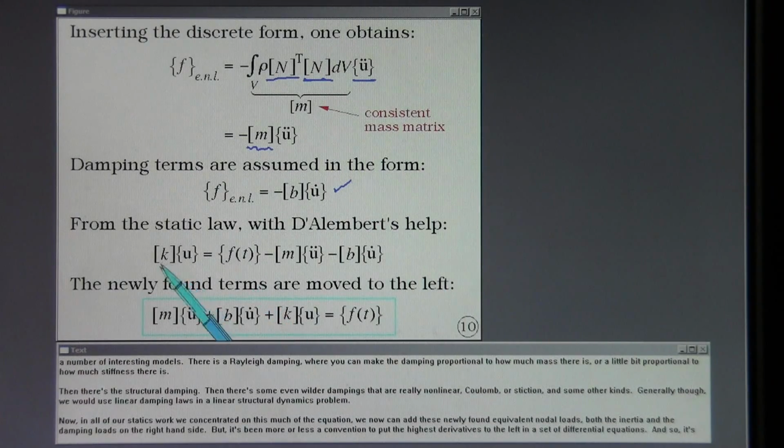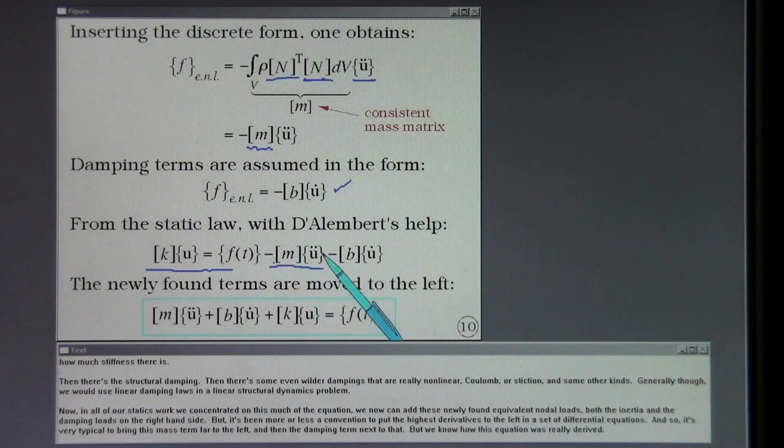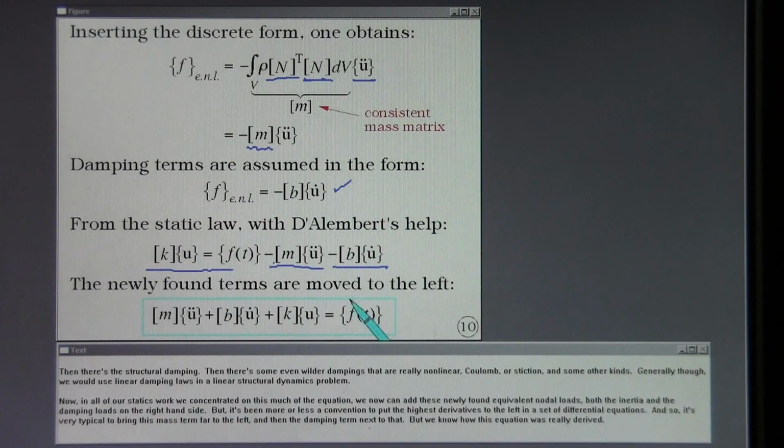Now, in all of our statics work, we concentrated on this much of the equation. We now can add these newly found equivalent nodal loads, both the inertia and the damping loads, on the right-hand side. But it's been more or less a convention to put the highest derivatives to the left in a set of differential equations, and so it's very typical to bring this mass term far to the left and then the damping term next to that. But we know how this equation was really derived.